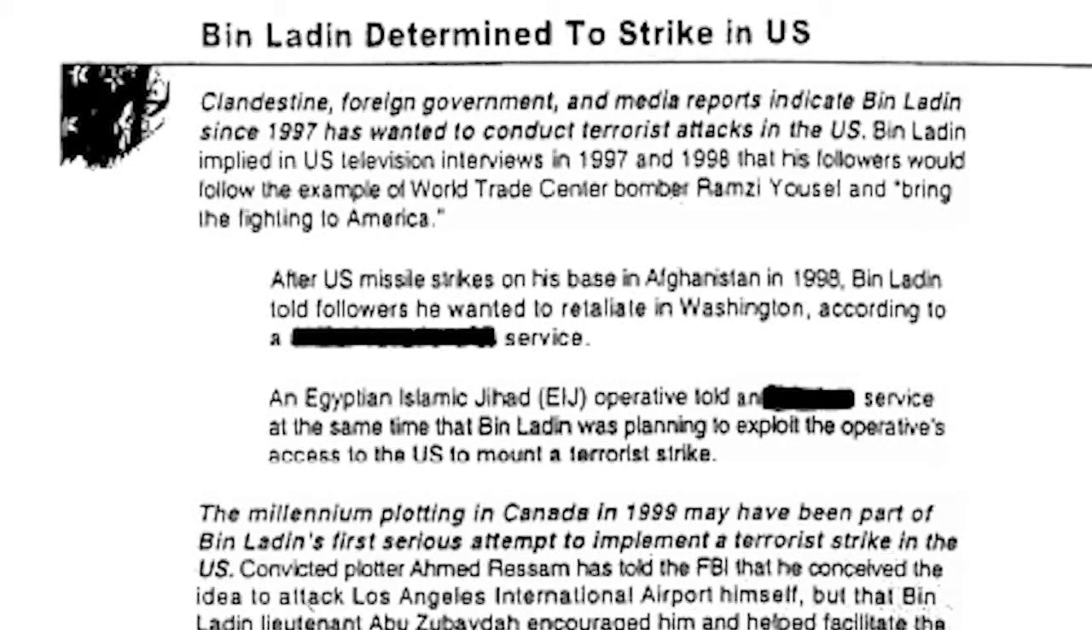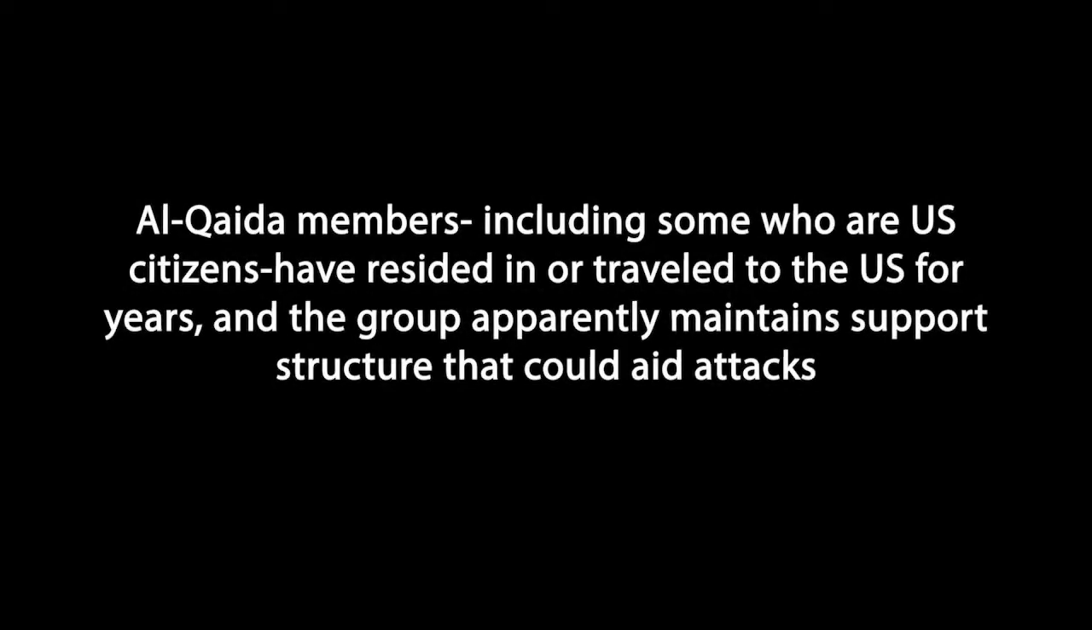Much later, this interview was part of the evidence used to compose the presidential daily briefing for August 6, 2001, over a month before the 9/11 attacks. It was titled, "Bin Laden Determined to Strike in U.S." The authors of this brief also warned, "Al-Qaeda members, including some who are U.S. citizens, have resided in or traveled to the United States for years, and the group apparently maintains support structures that could aid attacks." Obviously, these warnings were not heeded, and the Americans failed to expose and stop the 9/11 attack plan, which is described in detail in the 9/11 Commission report.